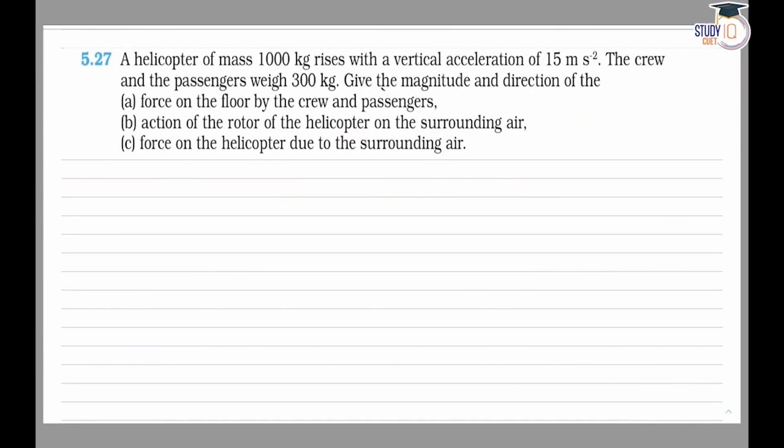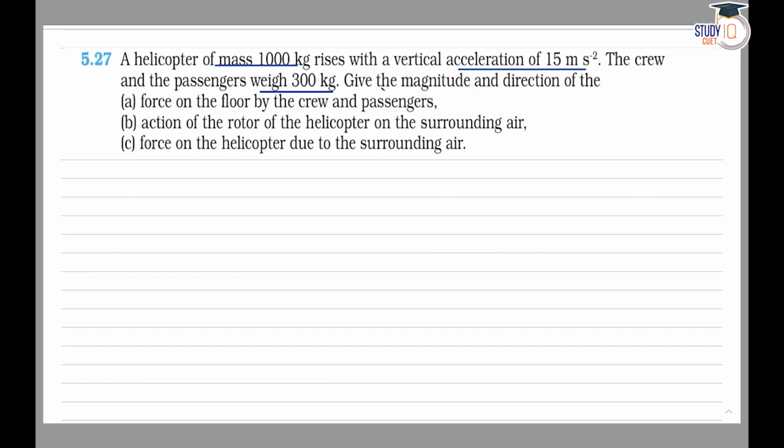NCERT Physics Class 11th, 5th chapter Motion in a Plane, question number 5.27. In this, we are given that a helicopter of mass 1000 kg rises vertically upward with an acceleration of 15 meter per second square. The crew and the passengers weigh 300 kg.